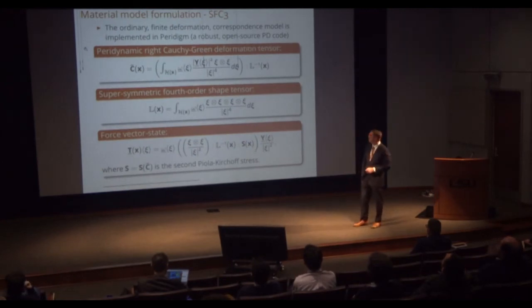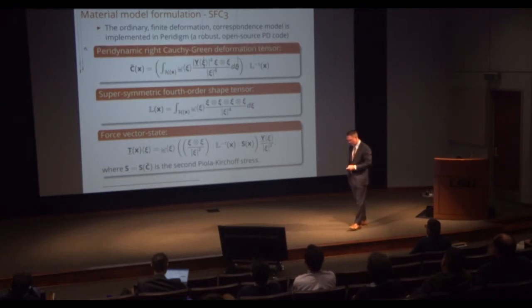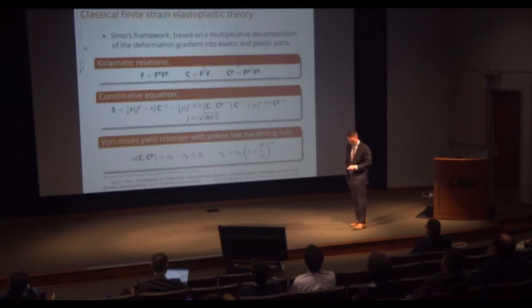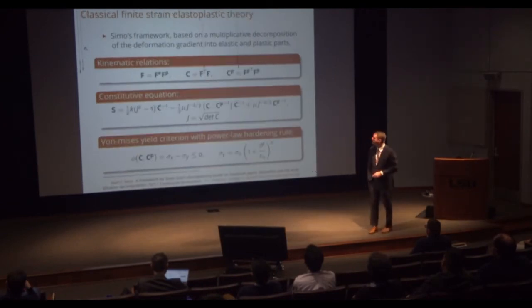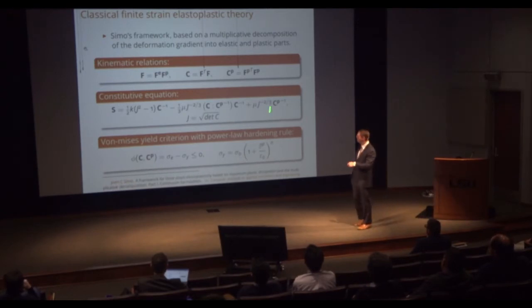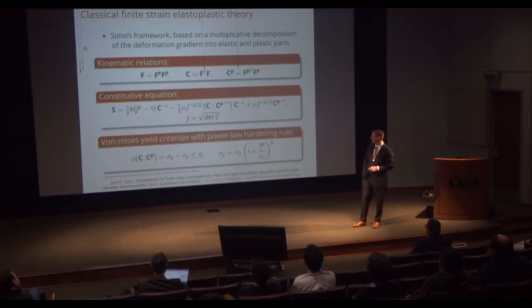So for the Sandia Fracture Challenge 3, we used this type of model for the force vector state based on these right Cauchy-Green deformation tensors. It evaluates this force vector state. You have this fourth order shape tensor again. We thought this enhanced the stability properties of the model, but we found out later we were wrong about that. Nevertheless, we incorporated it into a framework for doing finite deformation plasticity in a Lagrangian setting. Here's our plasticity model.